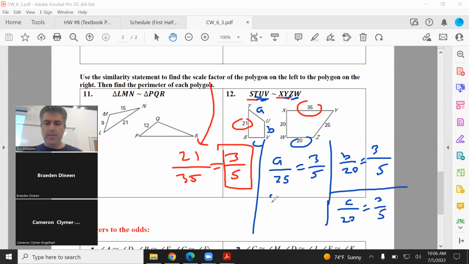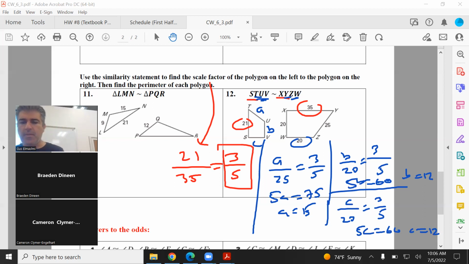You solve each one. A is 25. Wait, no, 15. What am I thinking? 15. 5B equals 60. B is 12. 5C equals 60. C is also 12. So those are the sides. Okay, questions? We're good? No questions. Good.